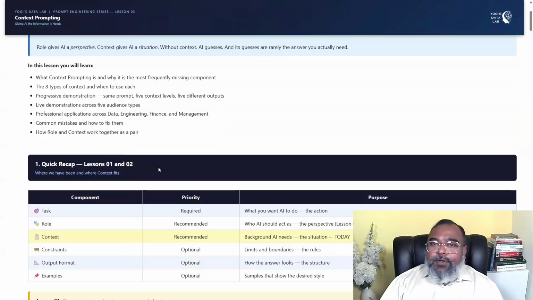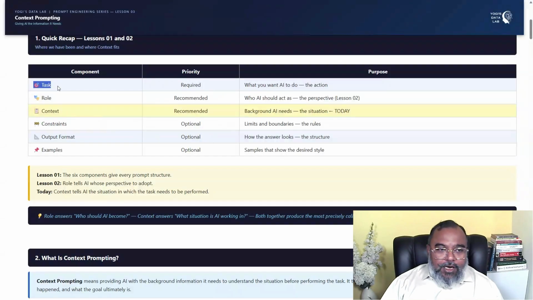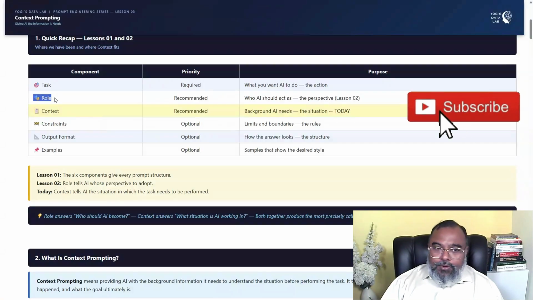So in the last video, we saw about role and the importance of role in prompt. Today we are going to see another very important topic, which is context. We're going to look at exactly what is context prompting and how does context work, how does it give you better results, and what is the power of combining role and context. So what we have covered so far is the task, we have covered the role. Now today we are talking about the context.